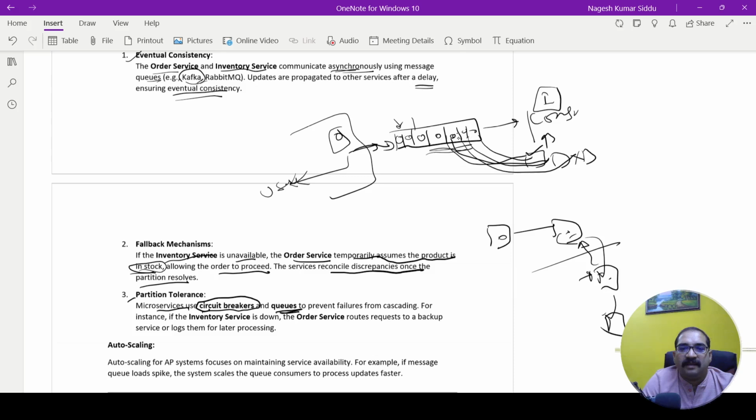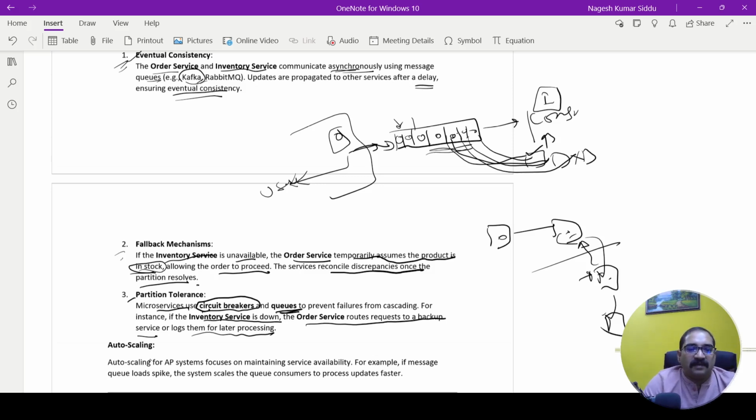And then queues prevent the failures from cascading. Queues, as I mentioned here, provide asynchronous communication. For instance, if the inventory service is down, the order service routes requests to a backup service, logs them for later processing, or puts the orders in a queue. So as you see here, we are handling eventual consistency by introducing a queue, and a fallback mechanism by reconciling the data and then providing later responses. After the partition is resolved, it will verify what happened, and we handle partition tolerance by using queues and circuit breakers.